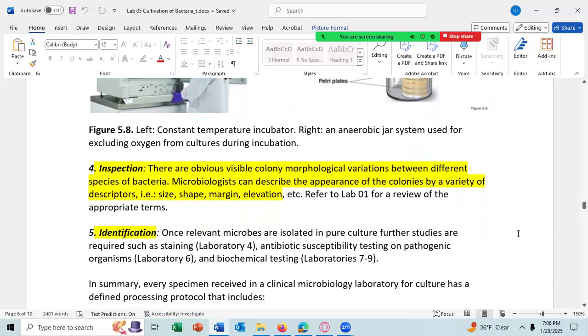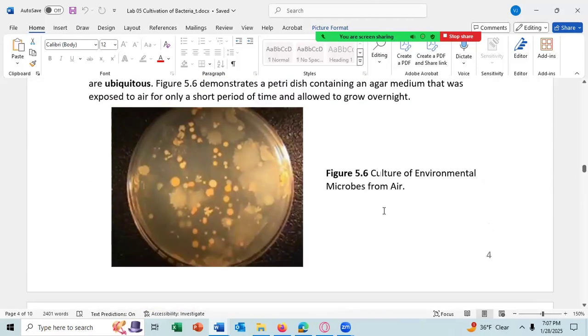And then 4, you can do inspection. There are obvious visible colony morphological differences between different species of bacteria. Microbiologists can describe the appearance of the colonies by a variety of descriptors: size, shape, margin, elevation, color. Let's come on up here. So you can see that species is definitely different than that species, even though they're both yellow. That's a very dark yellow, that's a light yellow. It's different than that species, different than that species. These are the same color, but this one has a different margin than this one. Any question about that?